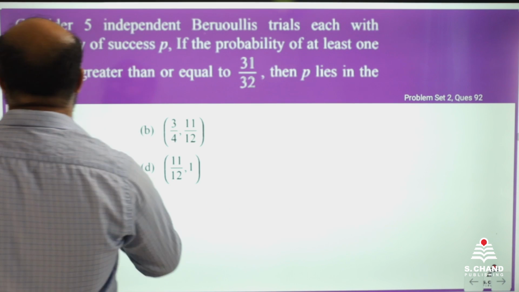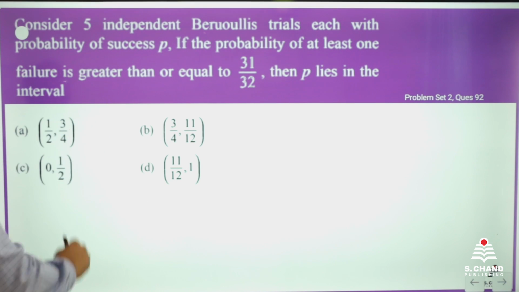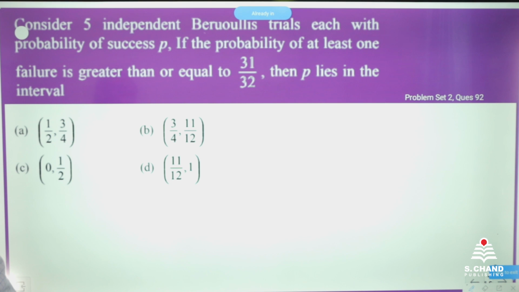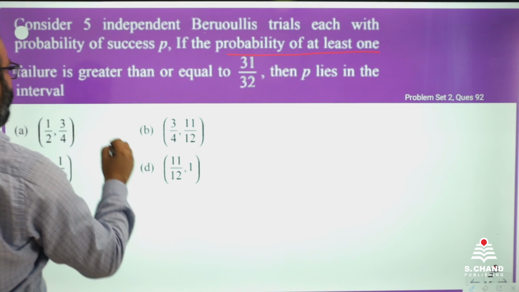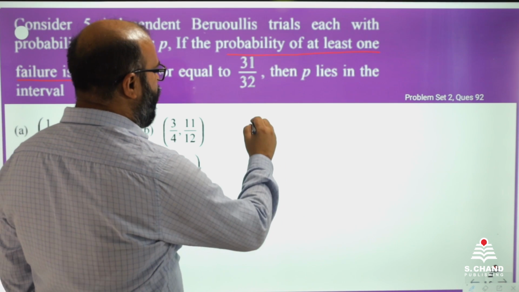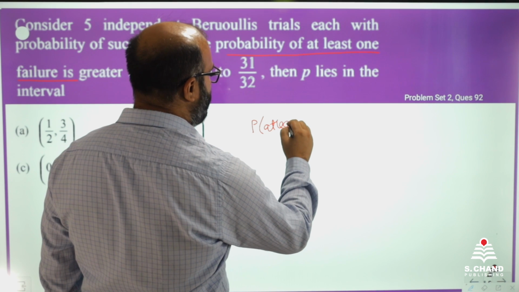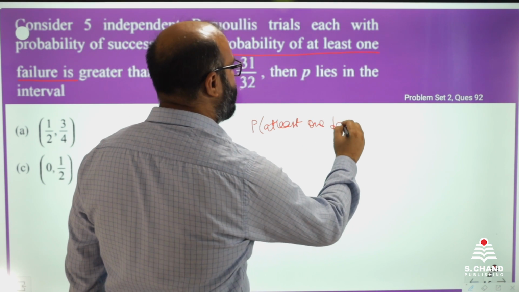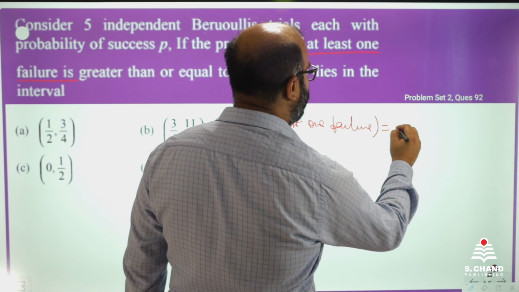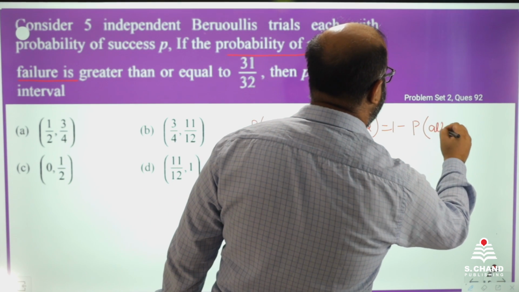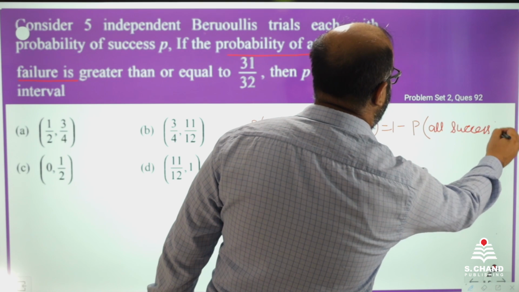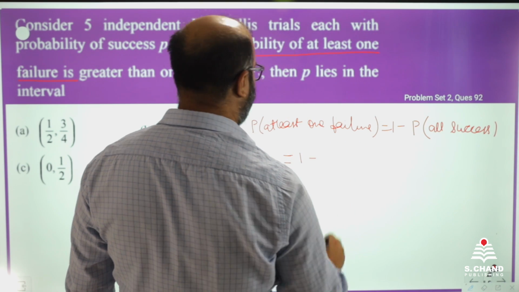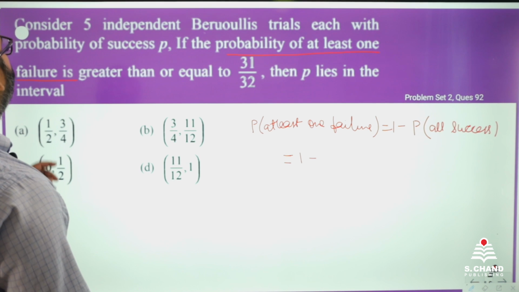The next question says, consider 5 independent Bernoulli's trials, each with probability of success P. If the probability of at least one failure is greater than or equal to 31 by 32, then P lies in the interval. Again, probability of at least one failure. So probability of at least one failure can be written as 1 minus probability of all success, that is no failure.